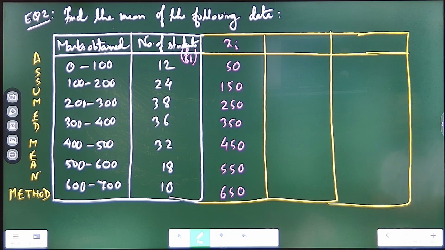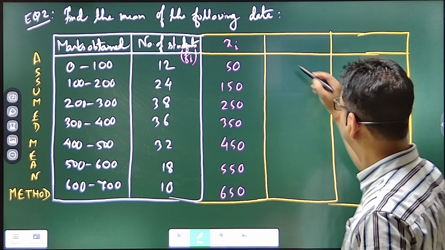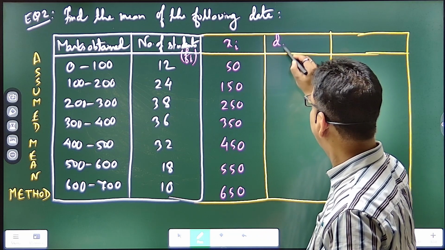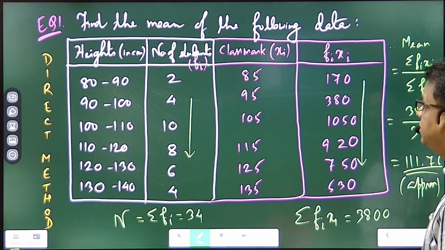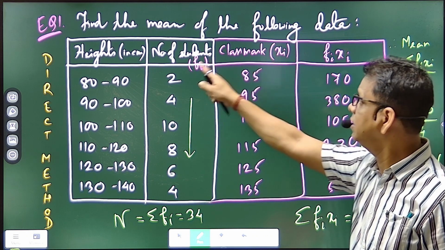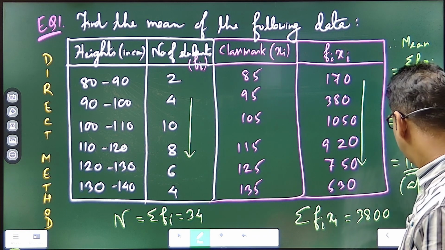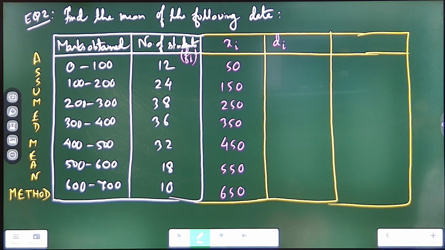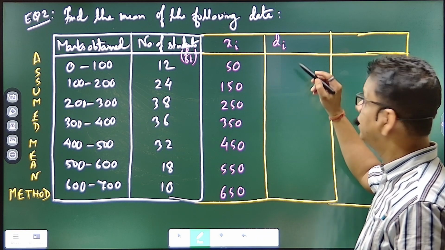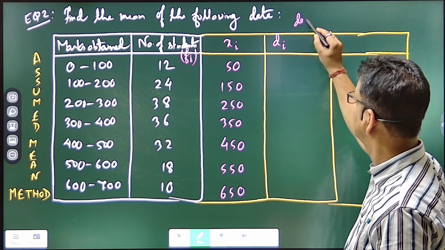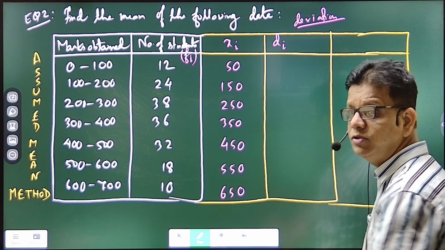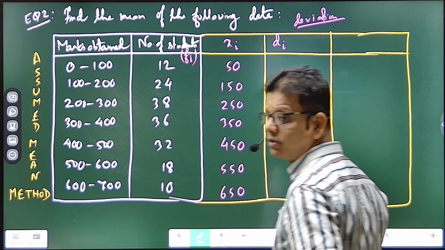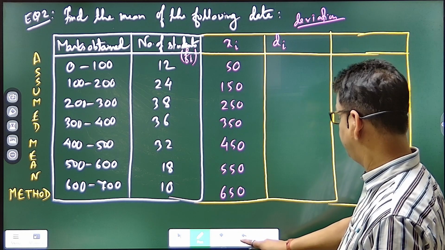Now what about the next? Here we find something new. You try to understand. Here we will find di, which is not similar. Last time it was very easy: xi we find out, and then directly fi and xi we multiply. But now here we find a new term which is called di. Di stands for deviation. That's why sometimes this method is also called the deviation method. So di means deviation.